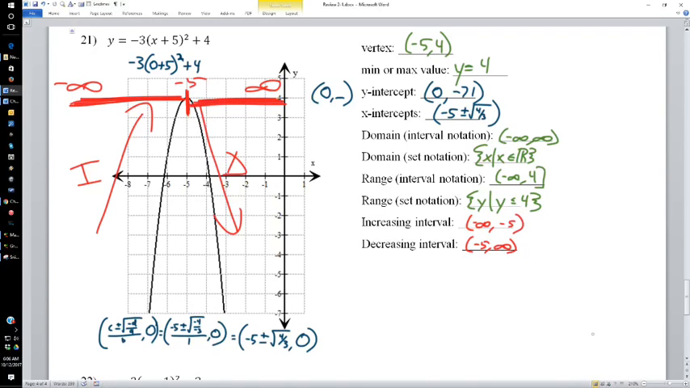Hopefully you have the guts to try number 22 on your own. Go for it if you haven't already.